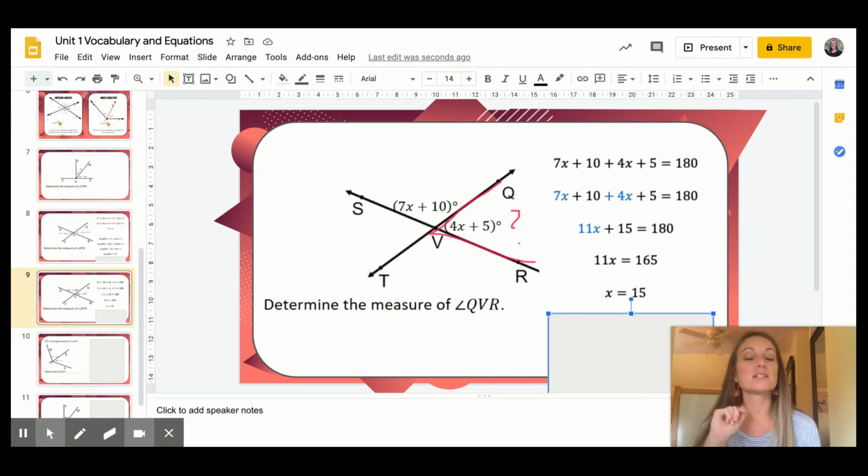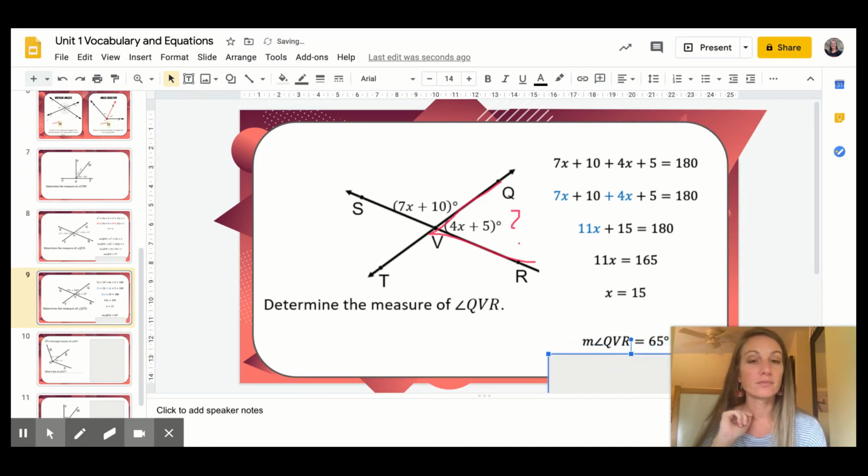I want to know what is the measure of QVR. So I'm going to take that 15. What am I going to do with it? Oh, I'm going to substitute it. So I'm going to do 4 times 15 is 60. Plus 5 gives me that 65 degrees. All right, let's check out the next one.